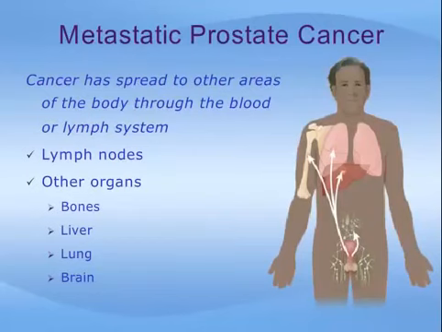In metastatic prostate cancer, the cancer cells have spread to other areas of the body through the blood or lymph system. The lymph nodes in the pelvis are usually the first area of spread, followed by other organs such as the bones, liver, lungs, or brain.